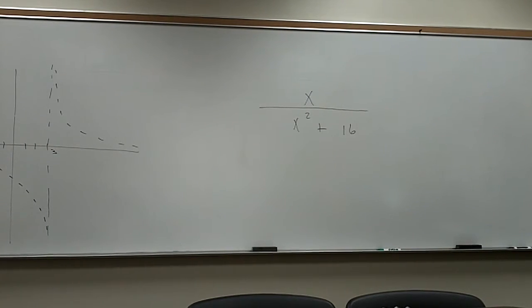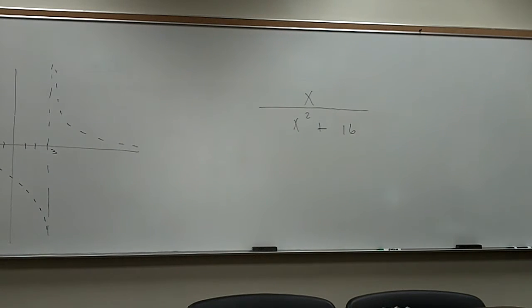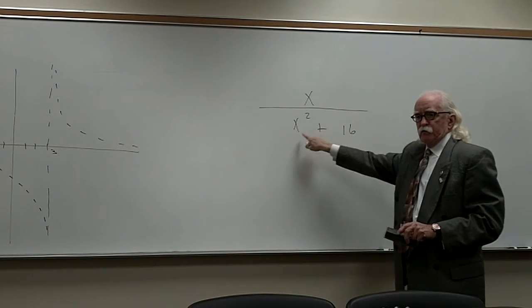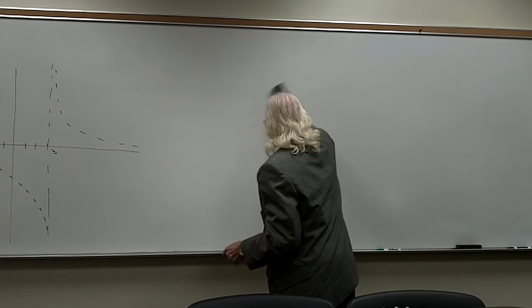Why is it not 0 ever? You can't. It's the sum of two squares. You cannot make the denominator 0. Somebody had a question? So, you have to be careful about this, because this is the sum of two squares. You cannot make it equal to 0.